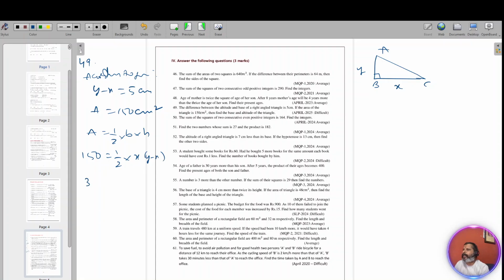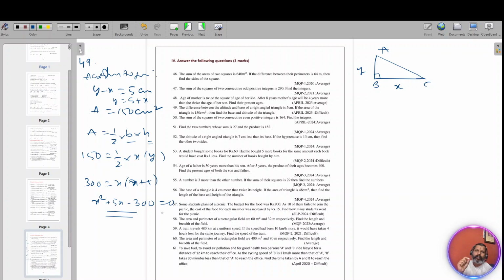So 150 into 2, 300 equal to, base is x, height is y. Sorry, not y minus x, my mistake. It is y. What is y? I'll take y equal to 5 plus x. So x into x plus 5, that is x square plus 5x minus 300 equal to 0. Solve this.